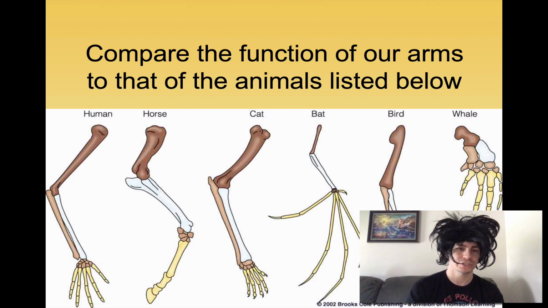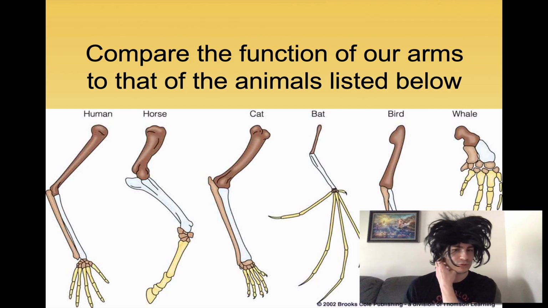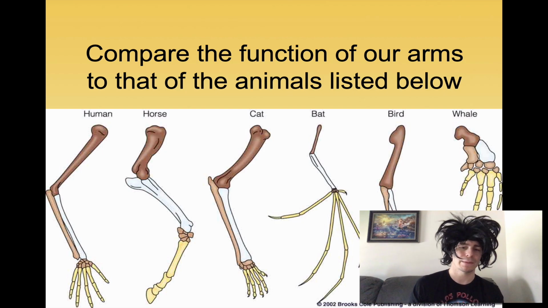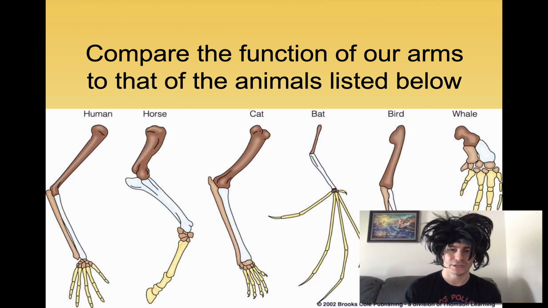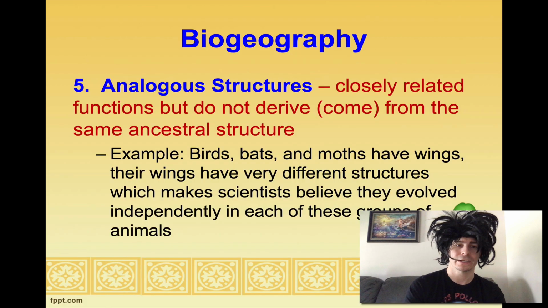So if we compare the functions, humans, we can do whatever we want with our hands. We can move them any which way. But if you look at the whale, that's going to be a flipper, so it's just going to move more up or down. It's going to be a different function, okay? So homologous structures, same structure, different function. So that's your first structure we got to go over.